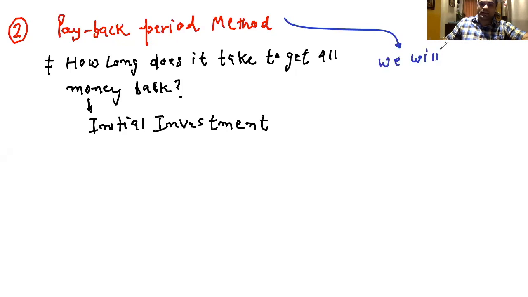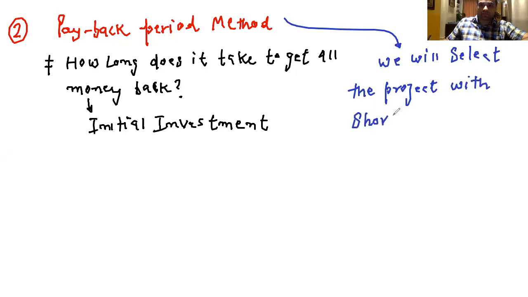We will select the project with the shorter payback period. Period means time period, of course yearly, because we are talking about annual return. So now we have a formula to calculate this method.